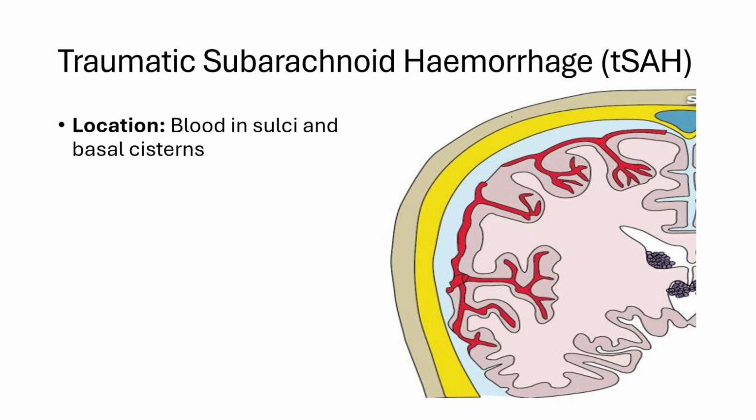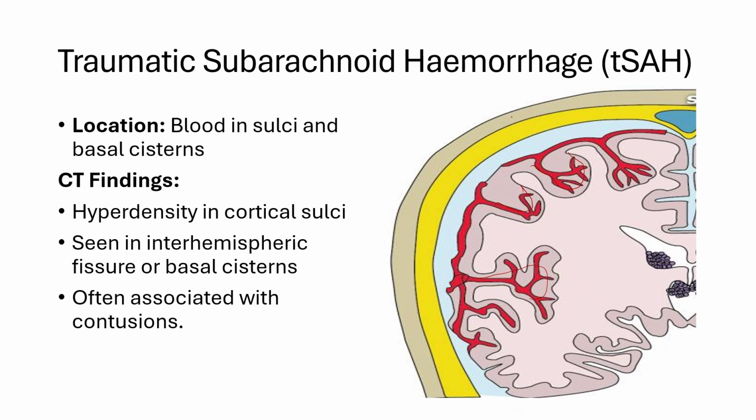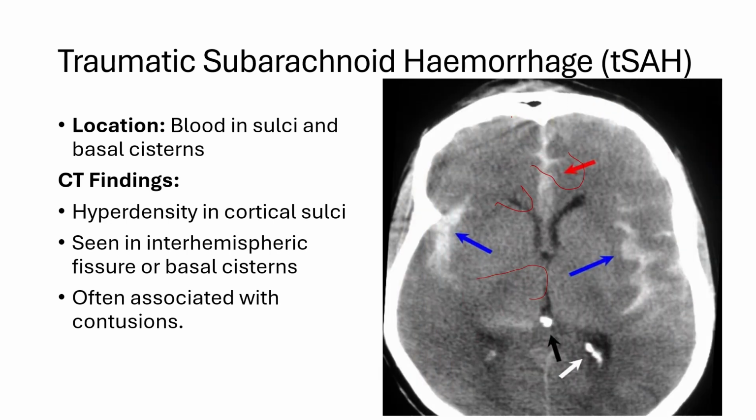Now another one is traumatic subarachnoid hemorrhage. Its location is in the sulci and the basal cisterns. As we see here, these are the sulci. CT findings are hyperdense collection within the sulci.